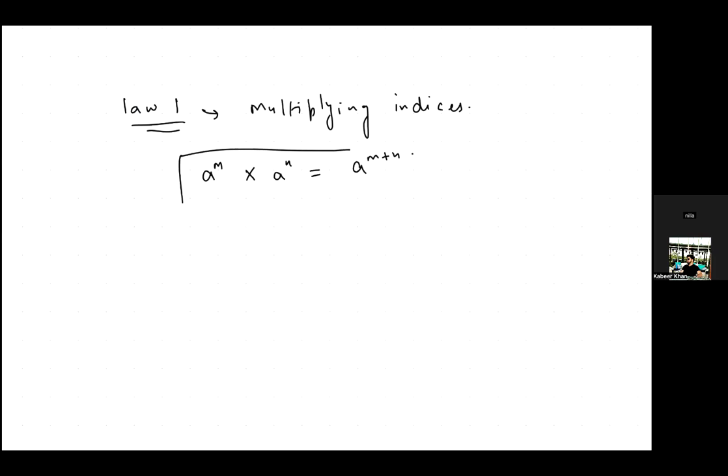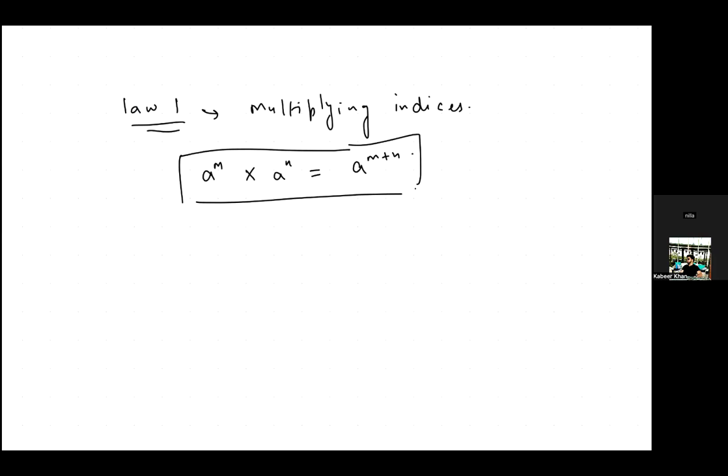Let me tell you some of the laws of indices first, before we start. Law one is multiplying indices. Multiplying indices works like a to the power m times a to the power n equals a to the power m plus n. This is your first formula. It is the same base, different powers, and then you add the powers.